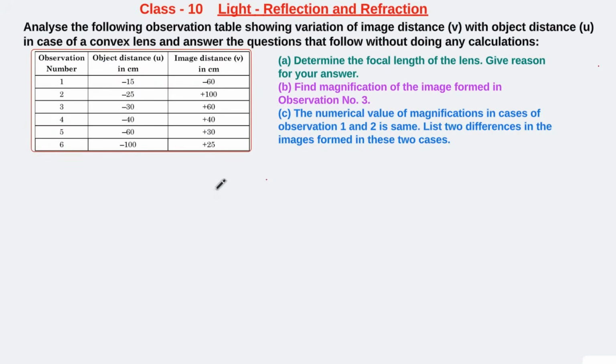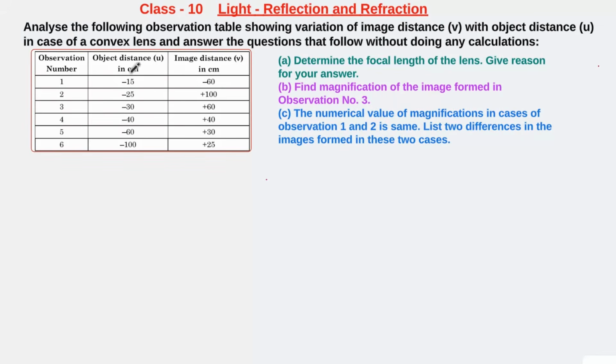Hello students, welcome back. Let's take up another important question, which is one of the most repeated questions in the board exams. The question is, analyze the following observation table showing variation of image distance v with object distance u in case of a convex lens, and answer the questions that follow without doing any calculations.